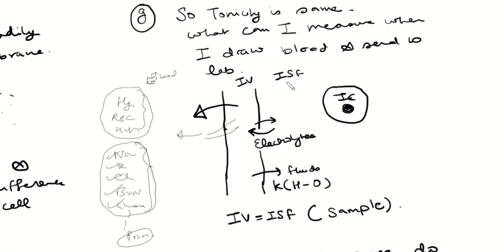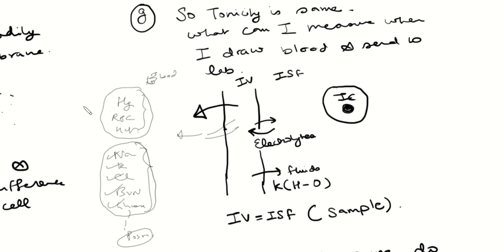Now, there are some electrolytes and particles that actually do freely get exchanged between the intravascular space and the interstitial space. And that's the electrolytes: sodium, potassium, calcium, BUN, glucose, magnesium, phosphate, and so on. So the level of sodium in the blood will be the same as the level of sodium in the interstitial fluid. Level of potassium is going to be the same. Chloride, BUN, glucose are going to be the same. Okay? That's a very important concept.